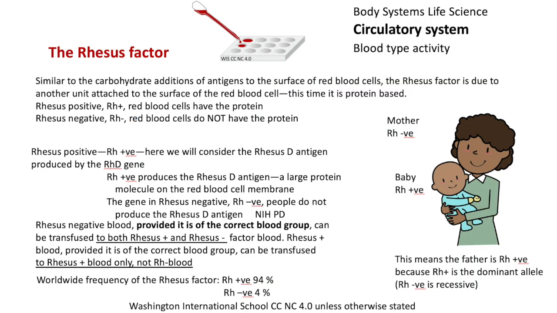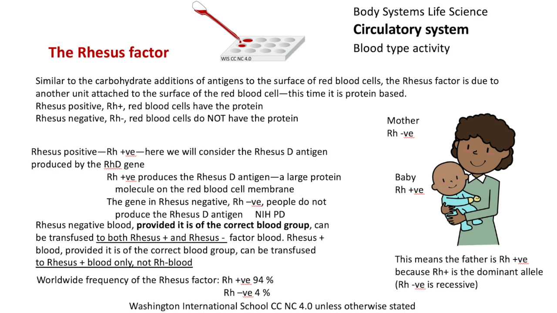And then there's the rhesus factor. The antigens on the surface of the red blood cells are carbohydrate based. The rhesus factor, again, is on the surface of red blood cells, but it's a protein based unit. Rhesus positive red blood cells have the protein. Rhesus negative don't have the protein. You can transfuse rhesus negative blood to both rhesus positive and rhesus negative, but you can only transfuse rhesus positive to rhesus positive carriers.